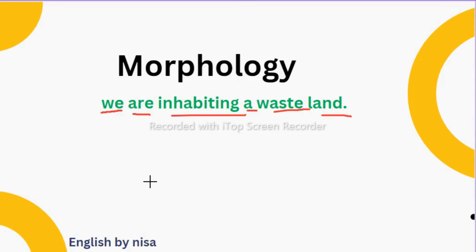In writing the words are separated by space, as you can see here I have given some gap between these words. In writing we put space, but while pronouncing the words we use pauses. Like: we are inhabiting a wasteland. Here I'm pausing, giving a pause between these words. So this is morphology, the correct pronunciation of a word or a sentence.